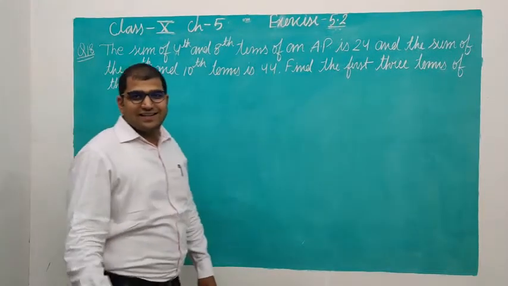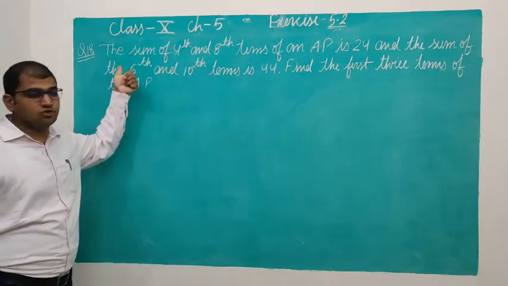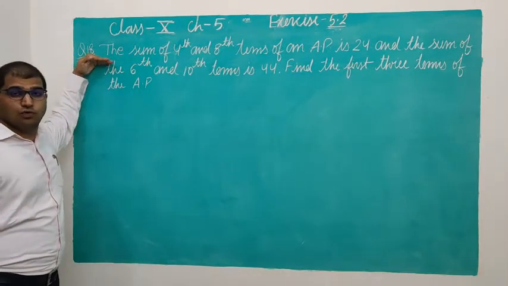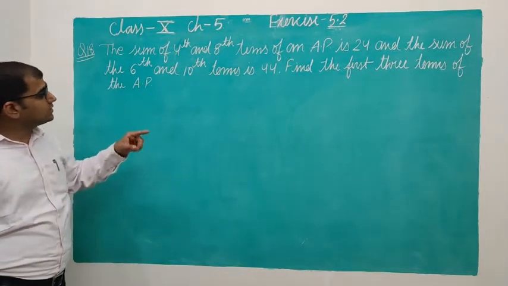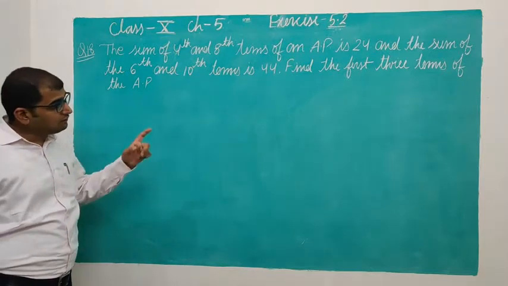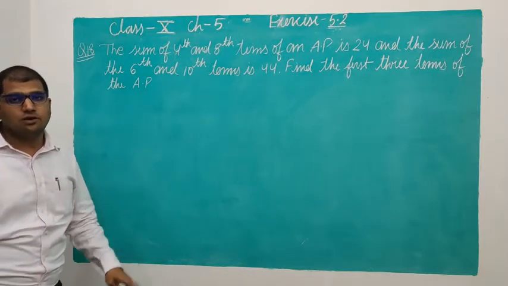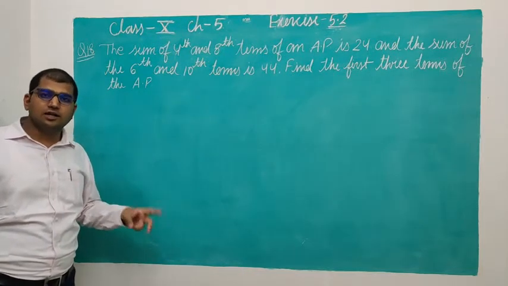Hello students, exercise number 5.2, question number 18. The sum of the 4th and the 8th term of an AP is 24 and the sum of the 6th and the 10th term is 44. Then find the first 3 terms of the AP. To find the first 3 terms, what will you need? A and D.